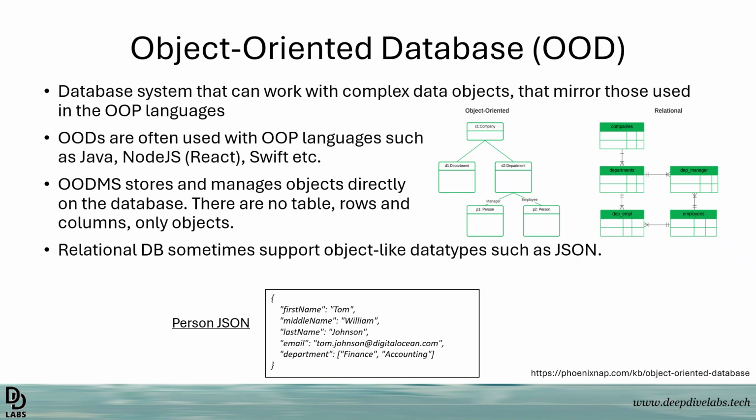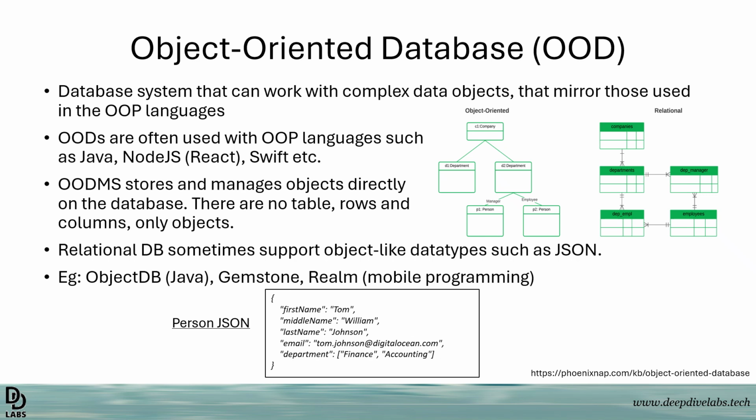Of course, there is backward compatibility. Because of the emergence of object-oriented database, we found that relational database also supports object-like data types, right? Your JSON, your XML kind of data types. So in a person's table, you can actually store some of the information about the person in JSON format. There are multiple flavors of object-oriented database. One is ObjectDB, which works with Java. Then you have Gemstone and Realm, which is mainly used for mobile programming.